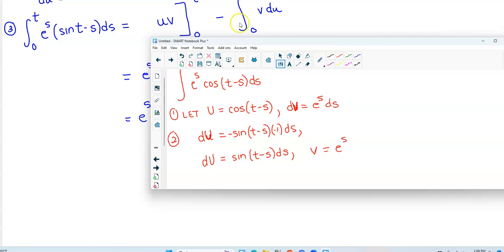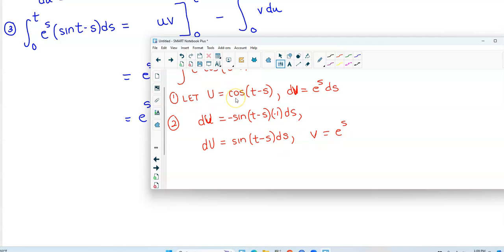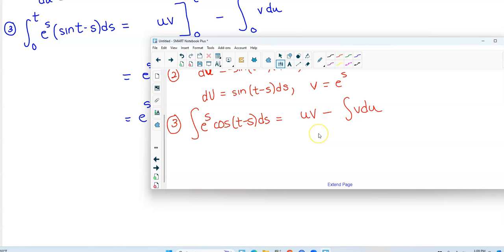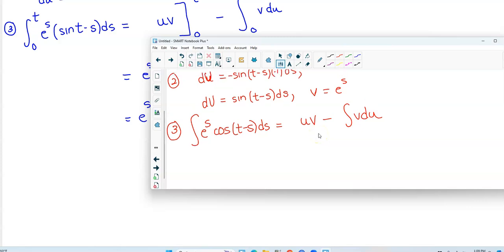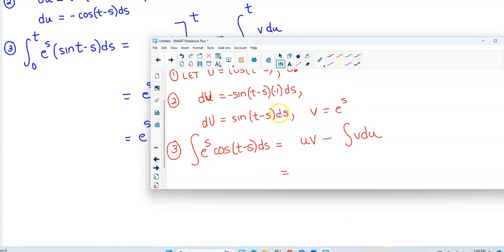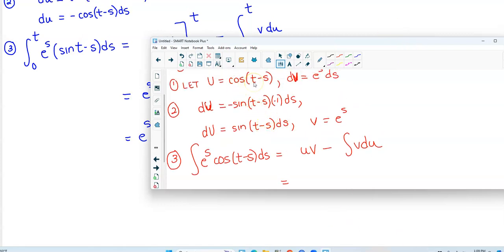Okay, so now we have the integral of e to the s times the cosine of t minus s ds. And this is u times v minus v du. So let's go ahead and put that in there. So we have capital U, and we know that capital U in this example is cosine t minus s, and we're multiplying it by v.